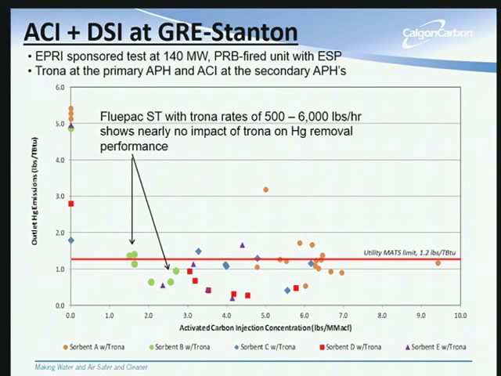Okay? Kind of a busy slide here, but we have outlet mercury emissions plotted versus carbon feed rates. All of these points were generated while trona was being injected somewhere between 500 and 6,000 pounds an hour. Okay? The data set that I'd like to draw your attention to, of course, is the one pointed out with the arrows. This is where we came with FluePack ST. And you can see that there's almost no impact of the trona feed rates between 500 and 6,000 pounds an hour on the performance of the mercury capture there, okay? In contrast to some of the others here.